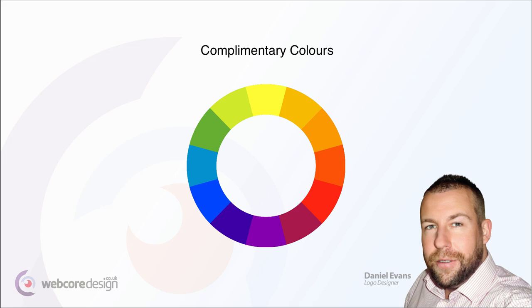By that rule, if we look at the colour wheel, we can tell that yellow pairs well with purple and a dark green pairs well with red. Likewise, the blue pairs well with orange and a royal blue pairs well with a lighter orange.